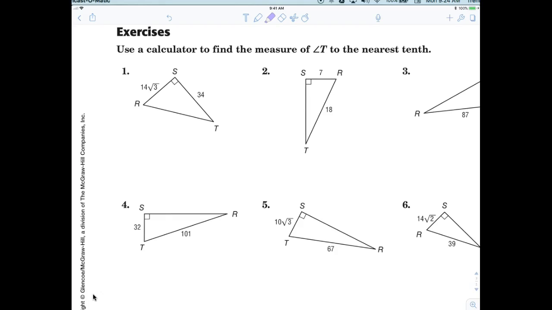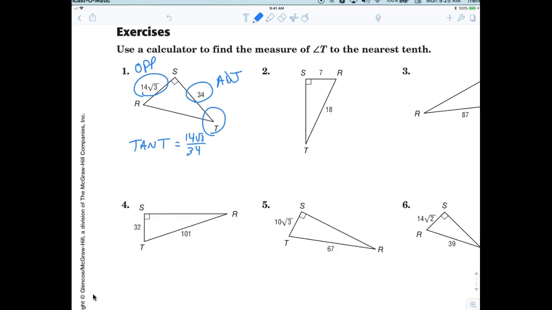Now listen carefully. I'm trying to figure out what T is. Angle T is what I'm looking for. They give me 14 radical 3 and 34. Your job is to identify what 14 radical 3 is and what 34 is with respect to T. The 14 radical 3 is the opposite, and the 34 is the adjacent. Therefore you know you're using the tangent. So we say the tangent of T. After you write a trig function, you write a variable, in this case the angle. Tangent T is equal to 14 radical 3 over 34.